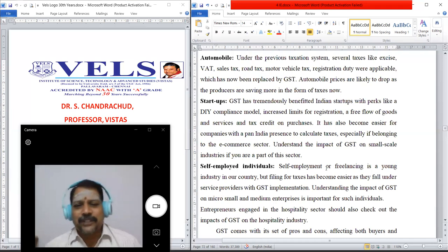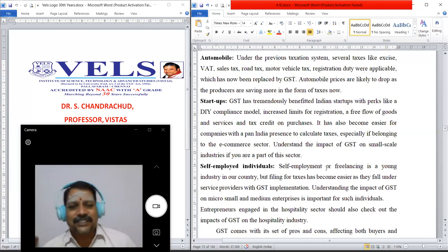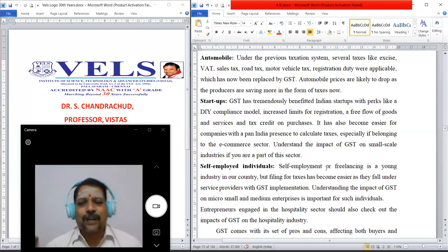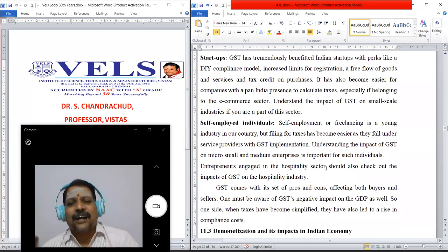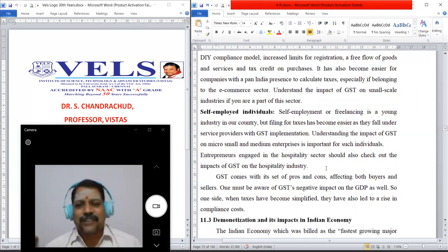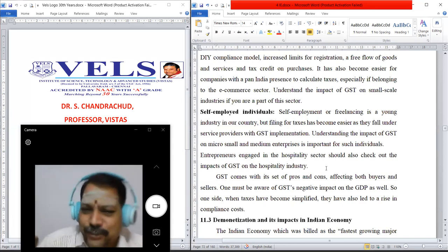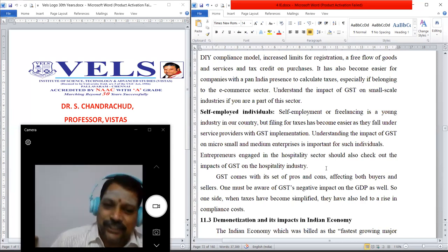It has also become easier for companies with a pan-India presence to calculate the tax, especially those belonging to the e-commerce sector. Understand the impact of GST on small-scale industry if you are a part of this particular sector. And finally, let us discuss the GST impact on self-employed individuals. Self-employment or freelancing is a young industry in our country, but filing a tax has become easier as they fall under the service provider with the GST implementation.